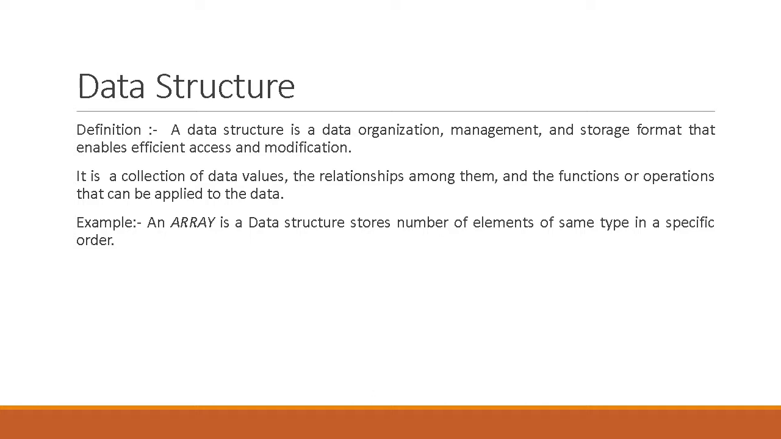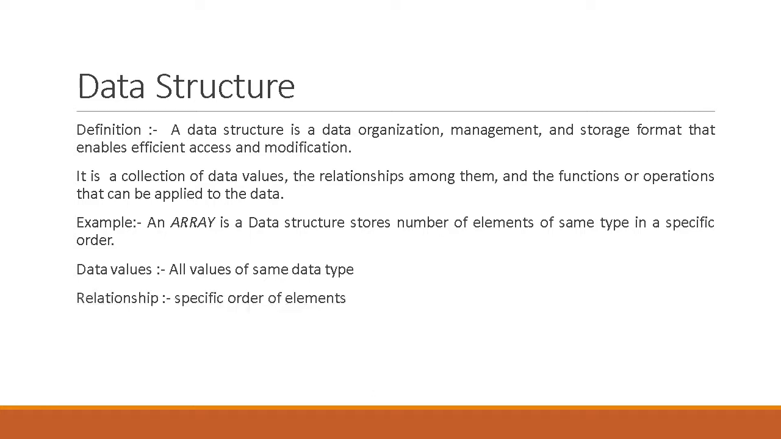What are the data values in this? In an array I can store values of the same data type. So we will say I have a data structure of integers, so all integer values I can store in one array. So data values we can say are values of the same type belonging to that array. Next, relationship. In an array we can store data in a specific order, starting from the 0th position to the nth position. So when I am storing in a specific order, that is the relationship among the elements.